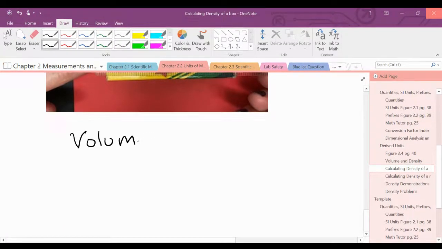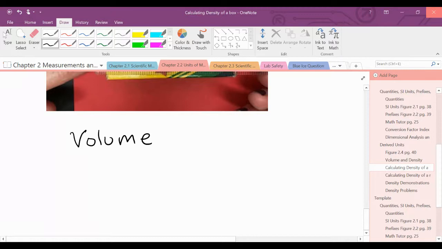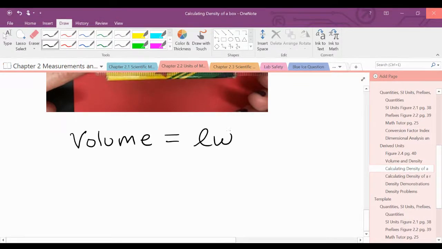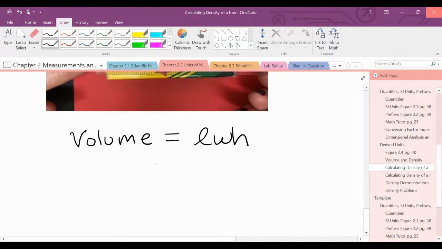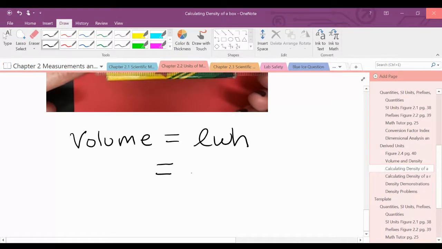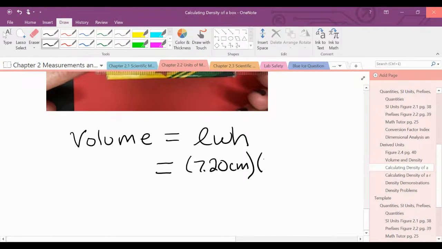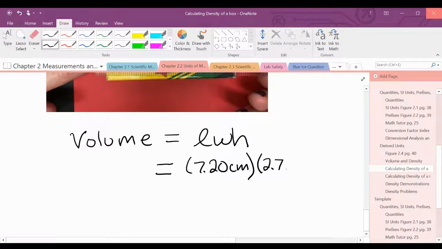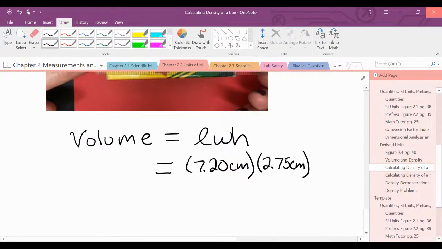And volume of a rectangle or of a box equals length times width times height. And so that'll be the numbers we just went over. The length is 7.20 centimeters times the width, which is 2.75 centimeters, times the height, 9.70 centimeters.